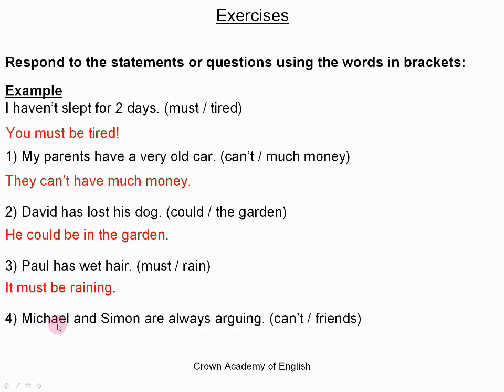Question 4. Michael and Simon are always arguing. And the answer to this question is, they can't be friends. Okay, so again, we have proof. We can be certain because we can see that Michael and Simon are always arguing. So we can be certain that they are not friends. And this is the negative. So we say they can't be friends.